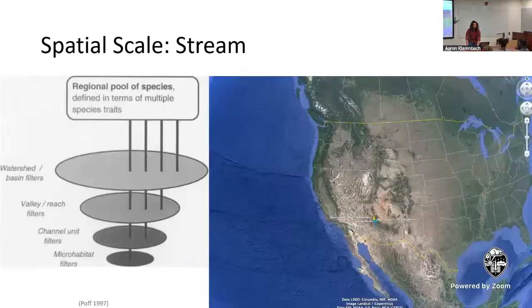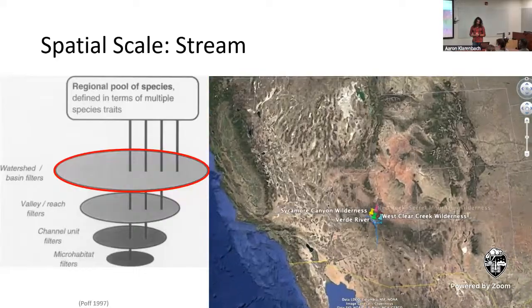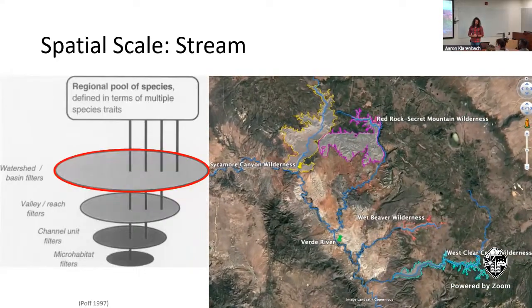So first, we have to talk about this spatial scale thing that I mentioned. Each spatial scale is associated with specific environmental factors, and together these spatial scales act like nested filters, influencing the species assemblages that we find there.